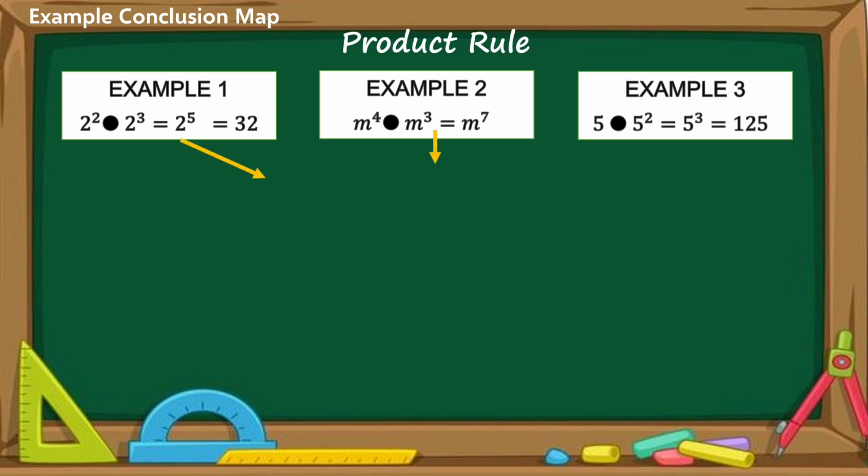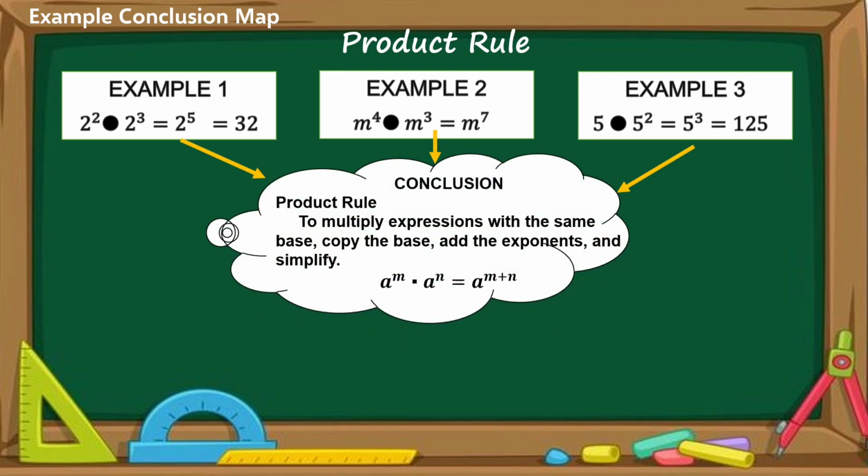From here, we can have our conclusion as, to multiply expressions with the same base, all you have to do is to copy the base, then add the exponents, and then lastly, simplify it if possible. In symbol, it is written as a raised to m times a raised to n, which is equal to a raised to m plus n. A stands for the base, then m and n stand for the exponents of the expressions.